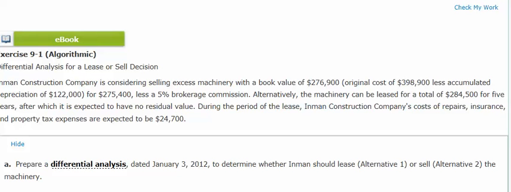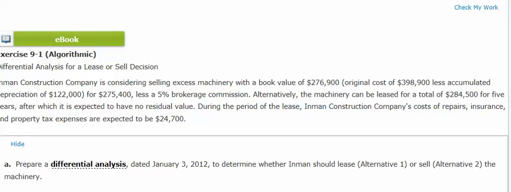Alternatively, the machinery can be leased for a total of $284,500 for 5 years, after which it's expected to have no residual value. During the period of the lease, the company's costs of repair and insurance and property taxes are expected to be $24,700. So we're going to have some expenses if we choose to lease it.